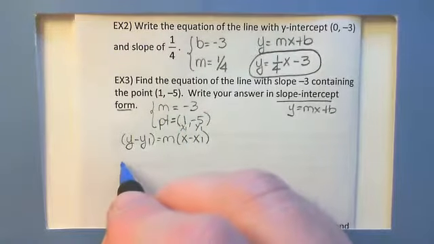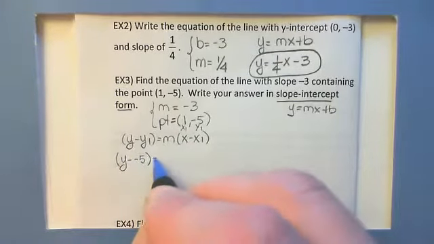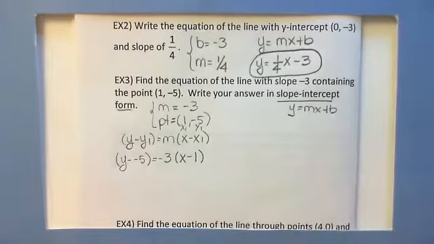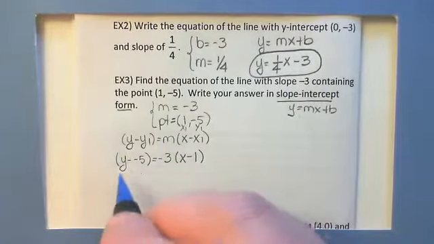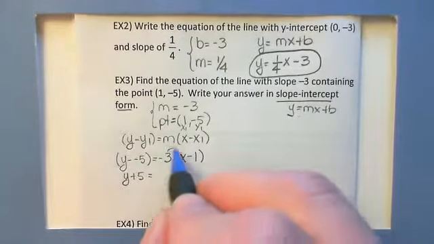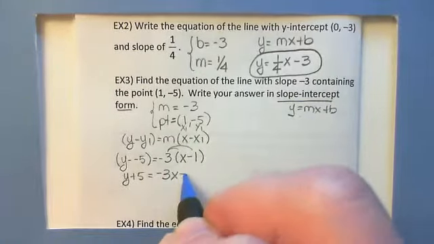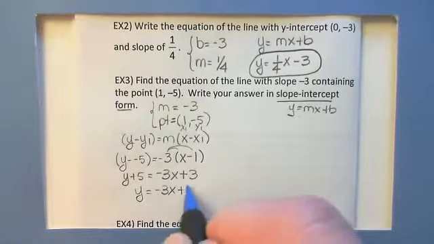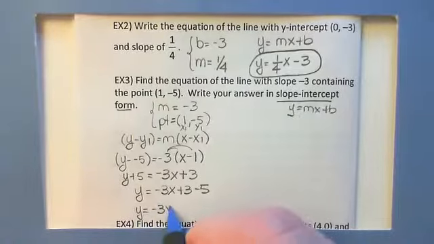So this would be y minus negative 5 equals the slope negative 3 times x minus 1. Okay, I want it in slope-intercept form, so that means I need to get the y alone. Also notice that this is y plus 5, right? Because a negative becomes a positive. I'm going to distribute the negative 3, so this would be negative 3x plus 3. And this would be y equals negative 3x plus 3 minus 5. So y equals negative 3x minus 2.